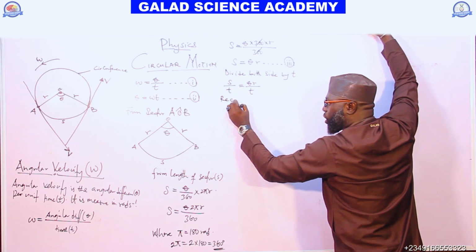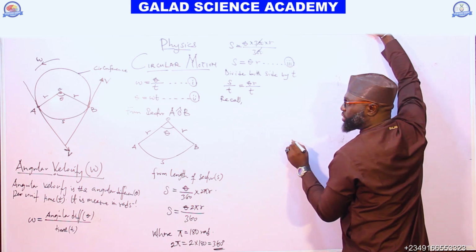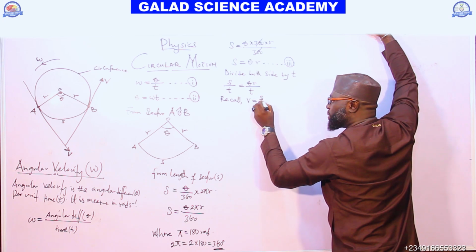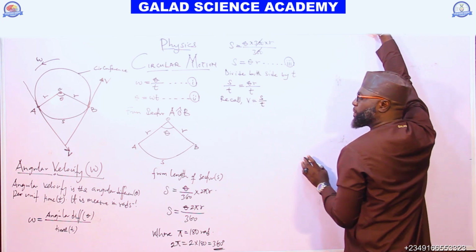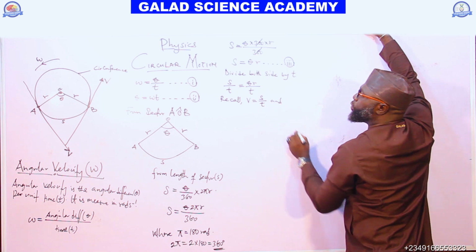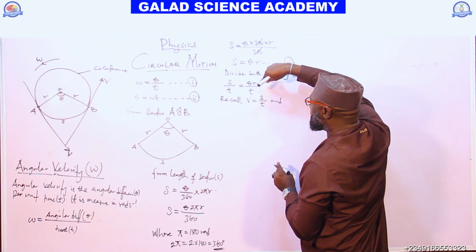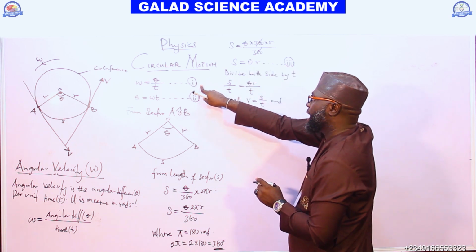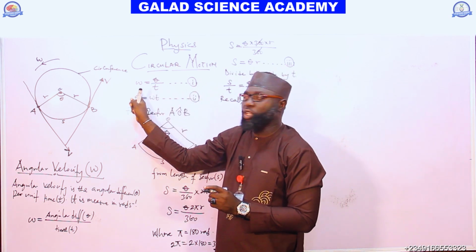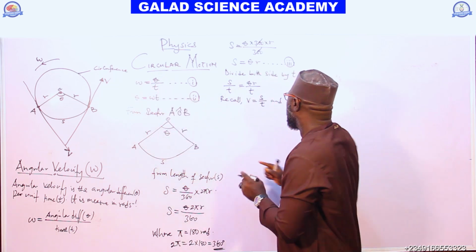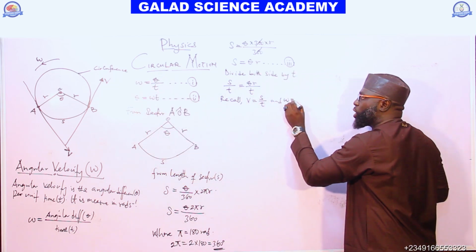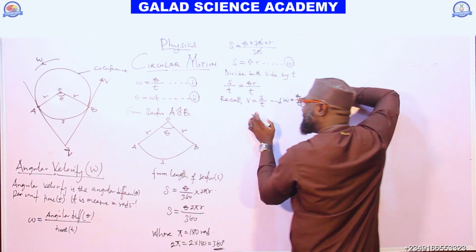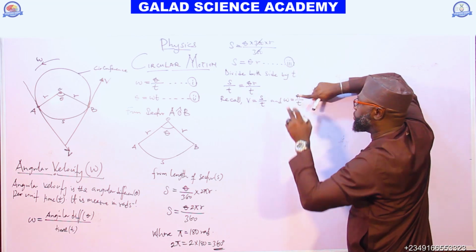Again, recall from linear motion, velocity, linear velocity equals the displacement x over t. And from equation 1 here, our angular velocity omega equals theta over t. This one is from this equation 1, and this is from linear velocity in motion.